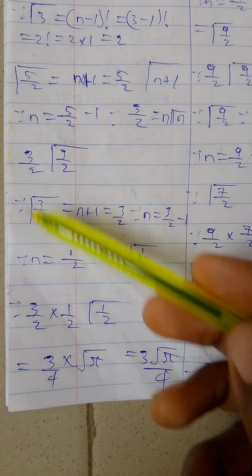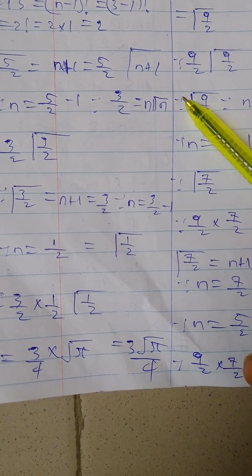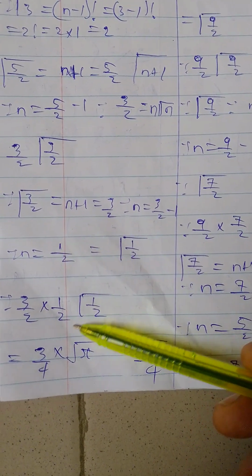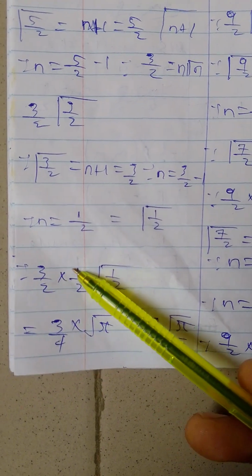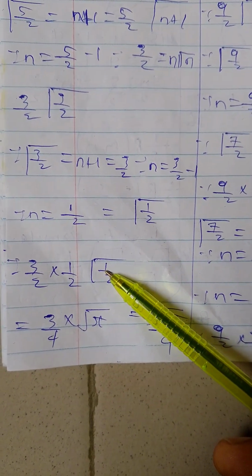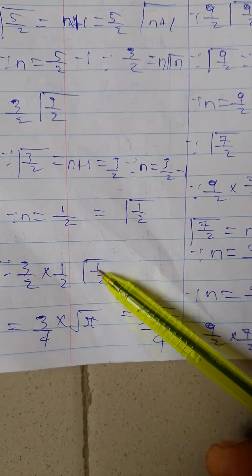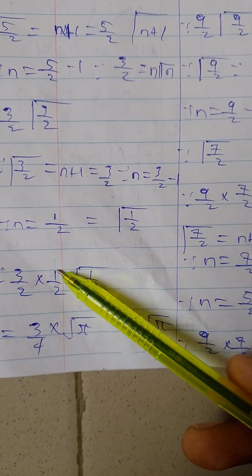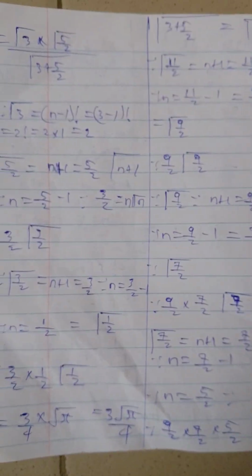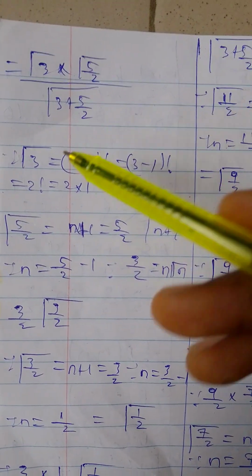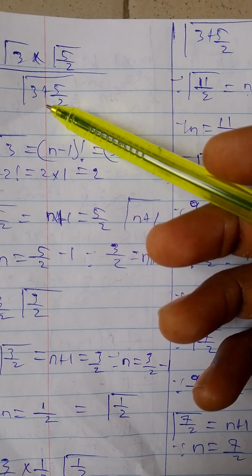That becomes 3 over 2 times n gamma n, that is 1 over 2 times gamma 1 over 2. So that becomes 3 times, now gamma function for 1 over 2 is square root of pi. So 3 times 1 times square root of pi is 3 square root of pi all over 4. Now let's find the gamma function for 3 plus 5 over 2, which is the denominator.